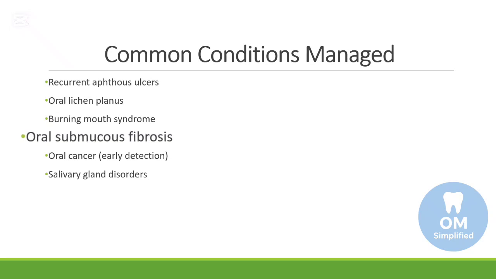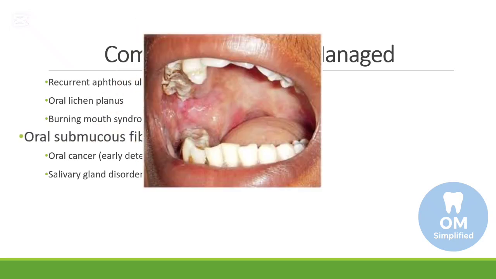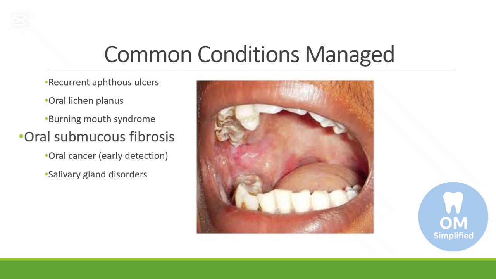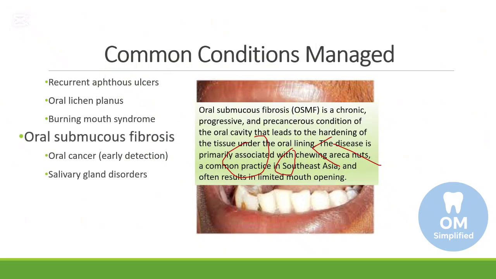Then we also deal with oral submucous fibrosis, which is common in the South Asian population like India and Pakistan due to the use of areca nut. As you can see, we have pale mucosa, limited mouth opening, some ulcerations over here and here. So what is oral submucous fibrosis?